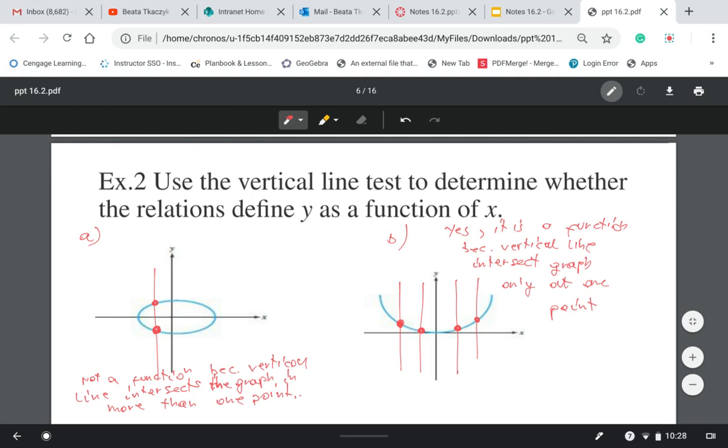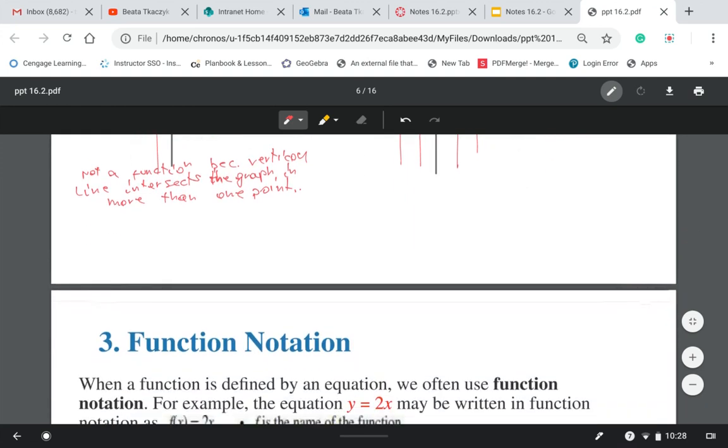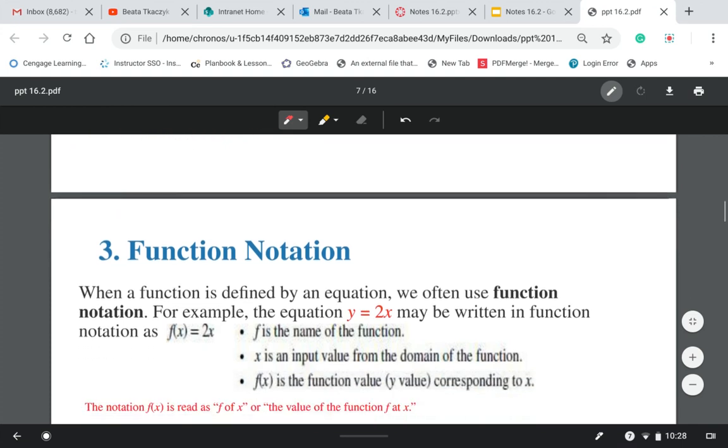Okay, so that's how the vertical line test works, and it's a very nice test because when you see the graphs, you can quickly decide if the given graph represents a function. Next, we're going to talk about function notation. We're talking about the function, that y is a function of x if each input has assigned exactly one output. Just remember, y is a function of x.